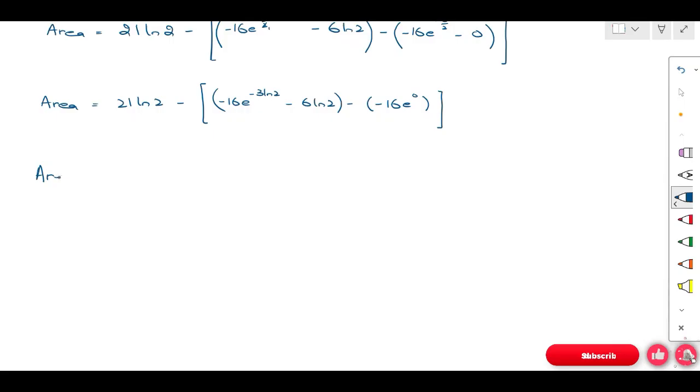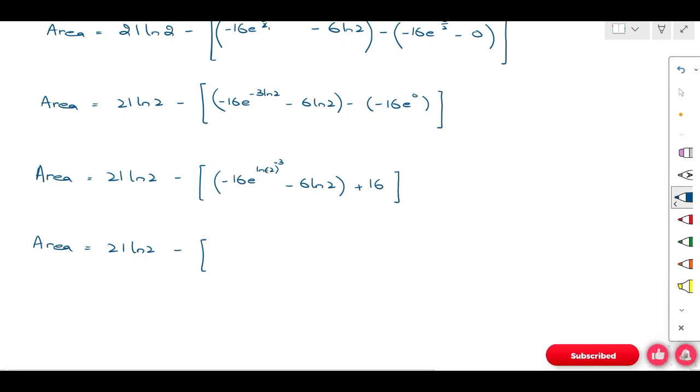Further steps, the shaded area is 21 natural log of 2 minus, okay, negative 16 e to the power, you can shift this power to the numerator, right? Power in this power, natural log 2 to the power negative 3, because anything which is before the natural log shifts to the power of that number, right? So 2 to the power negative 3 minus 6 natural log of 2, and negative times negative is positive, 16 e to the power 0 is just 1. Simplify this further, the first term stays the same.